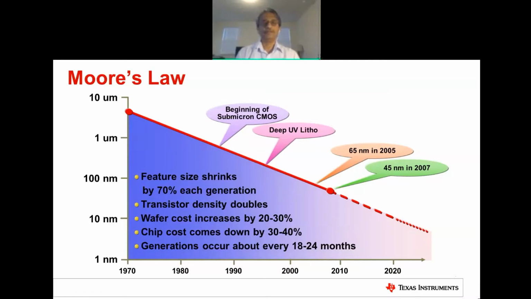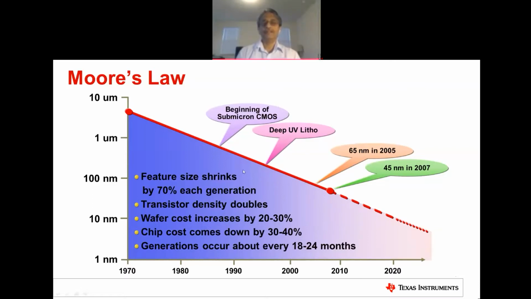the Moore's law that you have probably all heard of. So what Moore's law has really enabled is, over generations, with a generation happening every 18 to 24 months, being able to shrink the dimensions by 70%, which means the transistor density, the number of devices per unit area, doubles, the cost does not go up that much, and the chip cost comes down. So that really has been the magic, if you will, of this whole semiconductor technology.